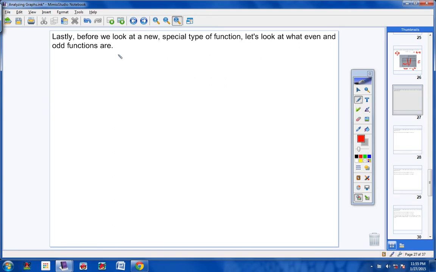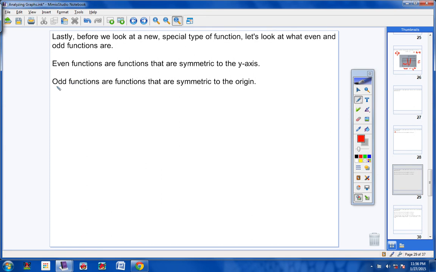Okay, lastly, before we look at a new special type of function, let's look at what even and odd functions are. Please take some really good notes, okay? An even function is a function that is symmetric to the y-axis. Please copy that in your notes. An odd function is a function that is symmetric to the origin. I'm going to pause while you copy these two definitions down, okay? An even function is a function that is symmetric to the y-axis. An odd function is a function symmetric to the origin, okay?